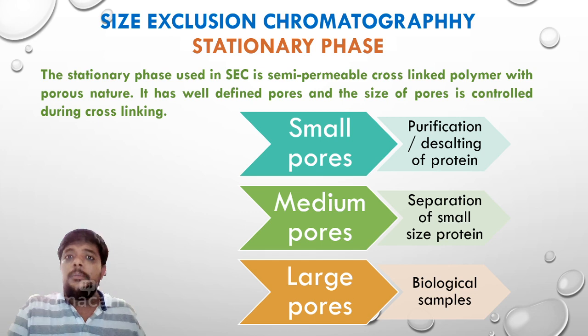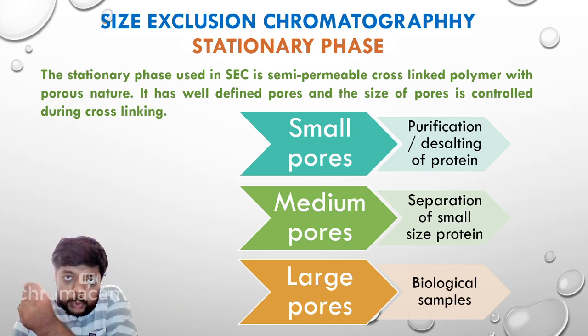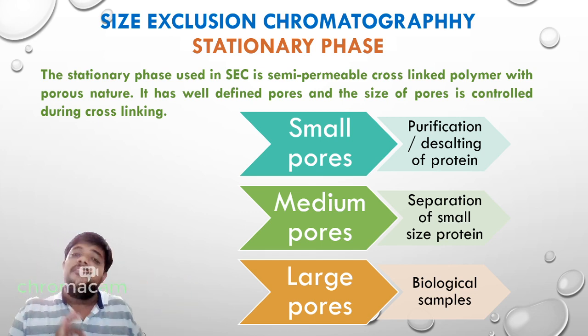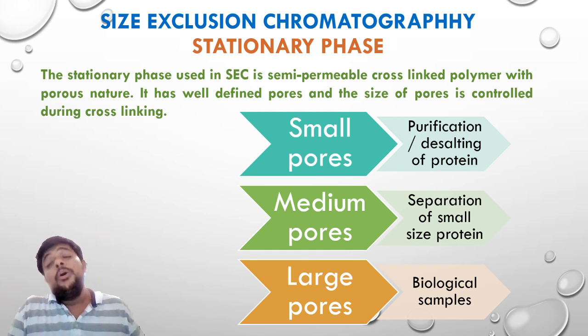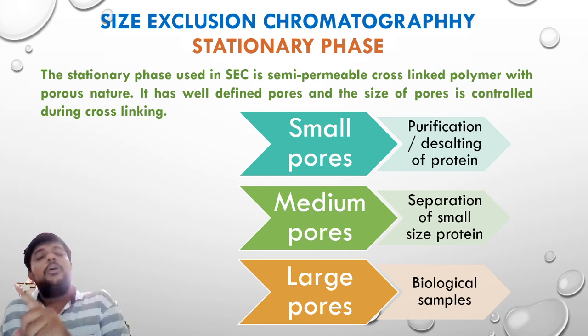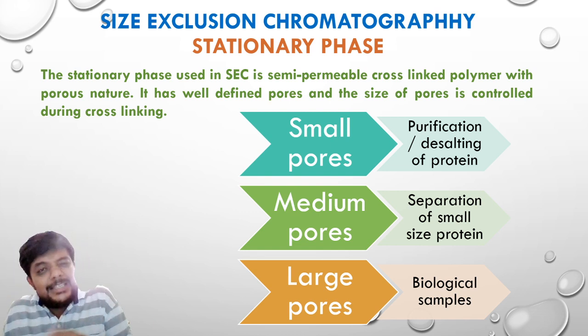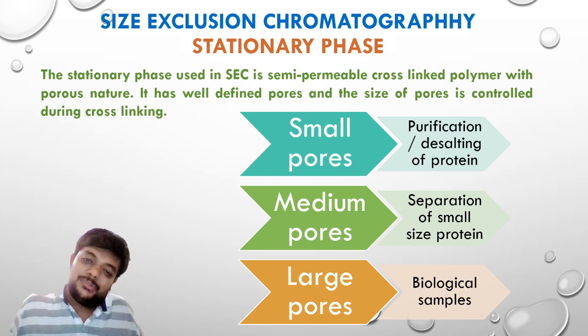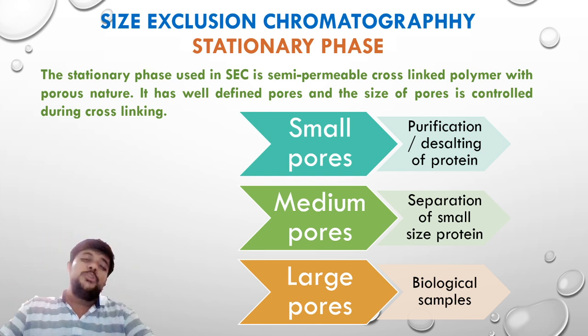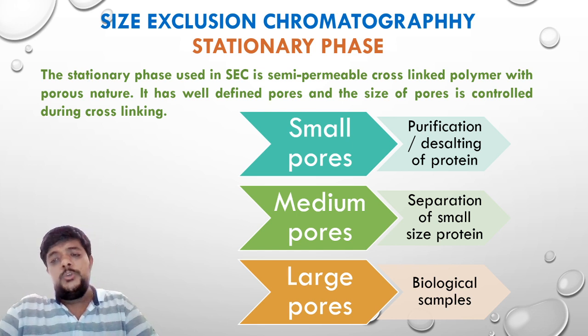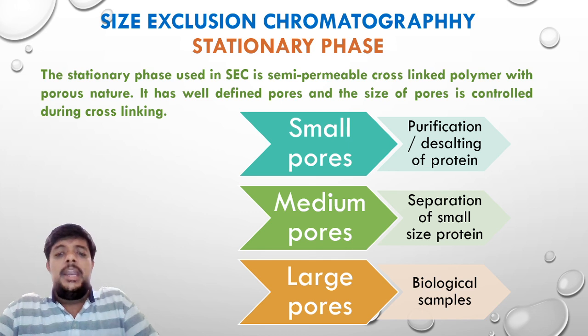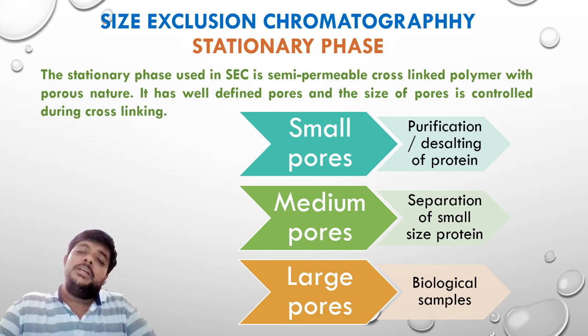This porous nature makes the particle to pass through it. It has well-defined pores and the size of the pores is controlled during cross-linking. Remember very well, higher the cross-linking, smaller the pores, lesser the cross-linking, larger the pores. So these small pores are used for purification of protein, desalting of protein. Medium pores are used for separation of small size protein and large pores are used for biological samples. So these are the three important categories: small pores, medium pores, large pores.